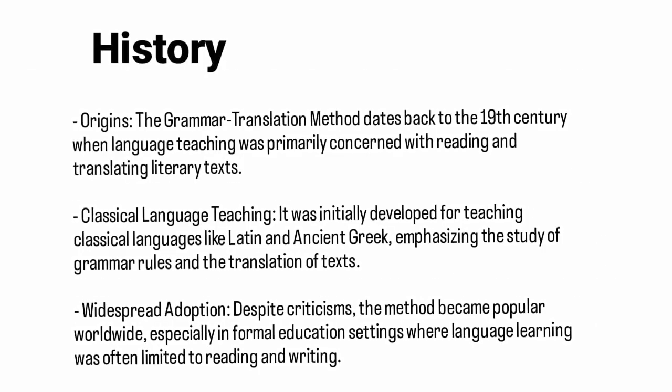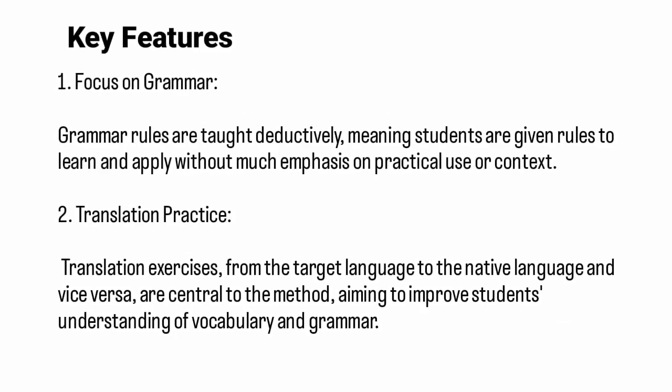History. Origins. The grammar translation method dates back to the 19th century when language teaching was primarily concerned with reading and translating literary texts. Classical language teaching. It was initially developed for teaching classical languages like Latin and Ancient Greek, emphasizing the study of grammar rules and the translation of texts. Widespread adoption. Despite criticisms, the method became popular worldwide, especially in formal education settings where language learning was often limited to reading and writing.